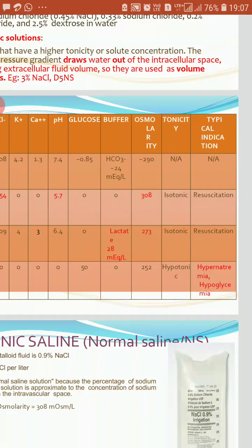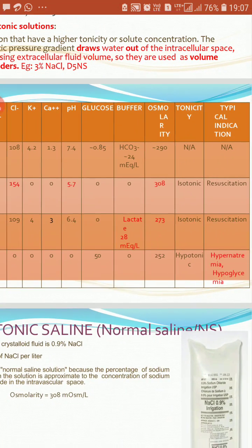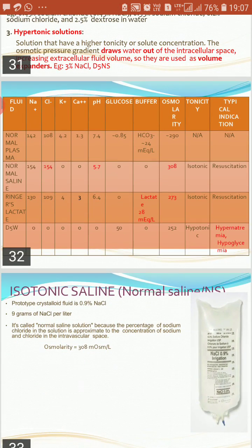Whenever fluid loss is high, we use this. Whereas in Ringer's lactate, sodium is lower and chloride is also lower comparatively, and pH is higher in comparison to normal saline, and it has lactate as a buffering agent. Whereas acidosis was happening in normal saline, because it has no buffering agent.